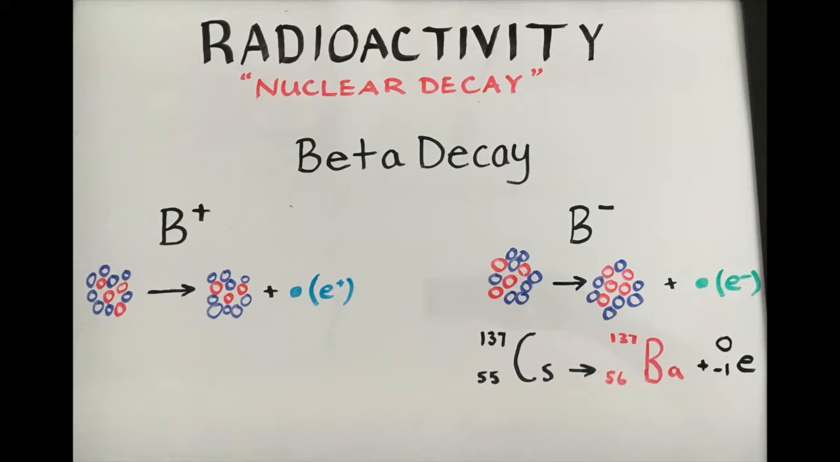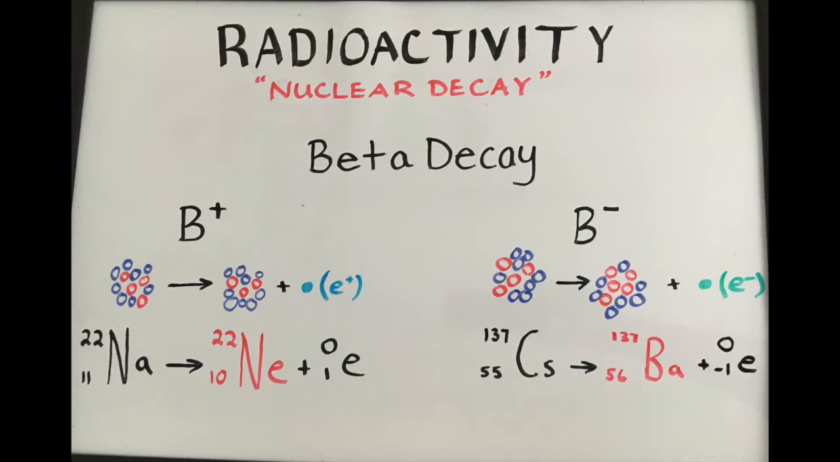Accordingly, beta plus decay occurs when a proton transfers into a neutron and ejects a neutrino and a positron, which is the same mass as an electron, however, it holds a positive charge. Sodium would undergo beta plus decay as shown in the following nuclear equation.